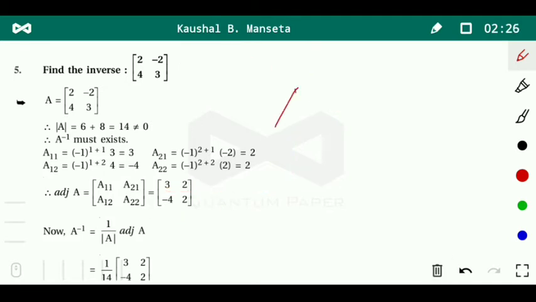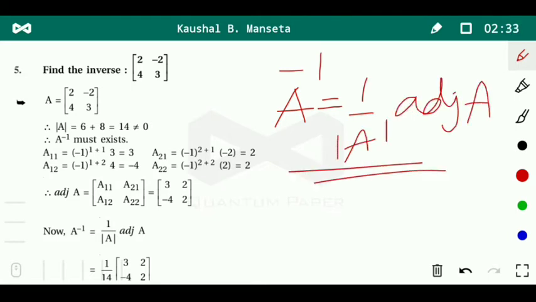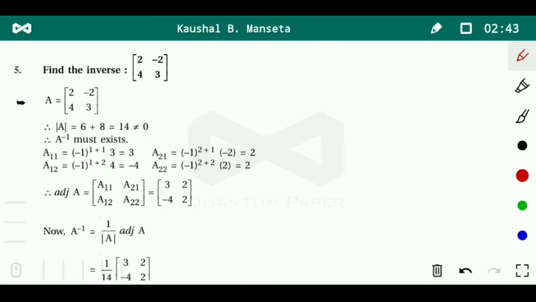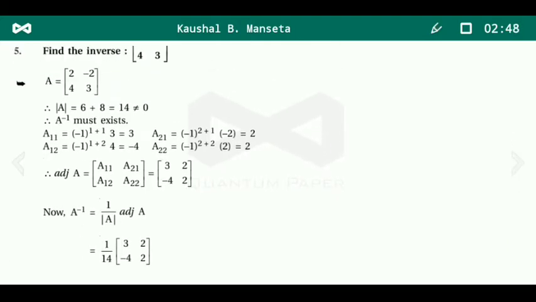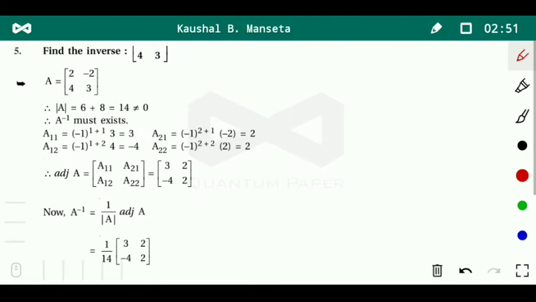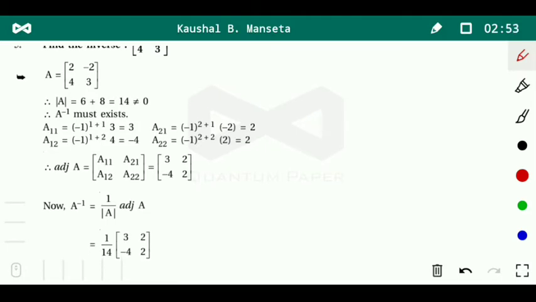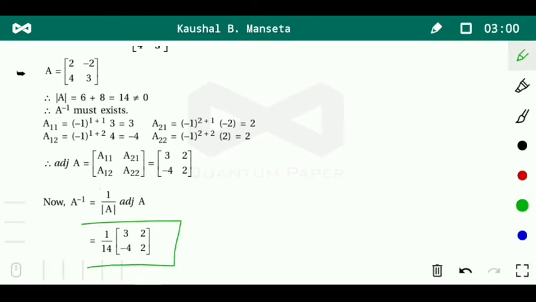Now we have to put the value of determinant of A and adjoint of A in A inverse. Okay, so 1 upon 14, because determinant of A is 14, into adjoint of A, which is 3, 2, minus 4, 2. Now we have to divide by 14, or no need of division. Both answers are right. So our answer is 1 by 14 times 3, 2, minus 4, 2. Is it clear?